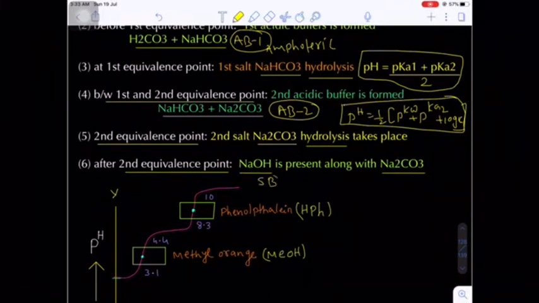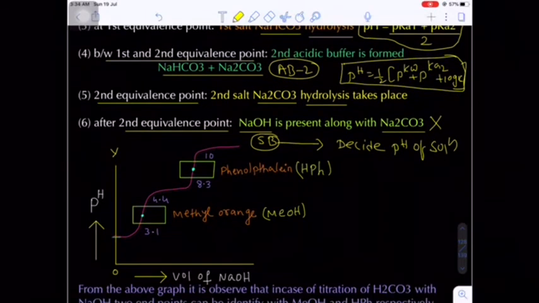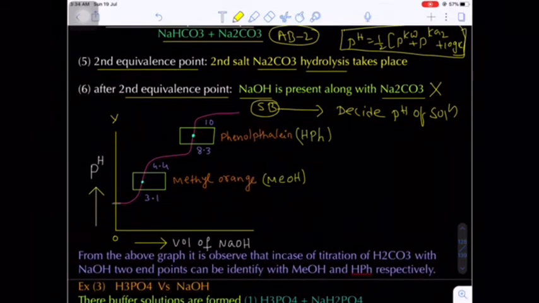After crossing the second equivalent point, what happens? In the mixture you will have sodium carbonate and also sodium hydroxide. Sodium hydroxide is a strong base which will decide the pH of the solution. This is very important, and we do not consider the salt hydrolysis; the sodium carbonate hydrolysis will be negligible in the presence of a strong base, that is the NaOH.